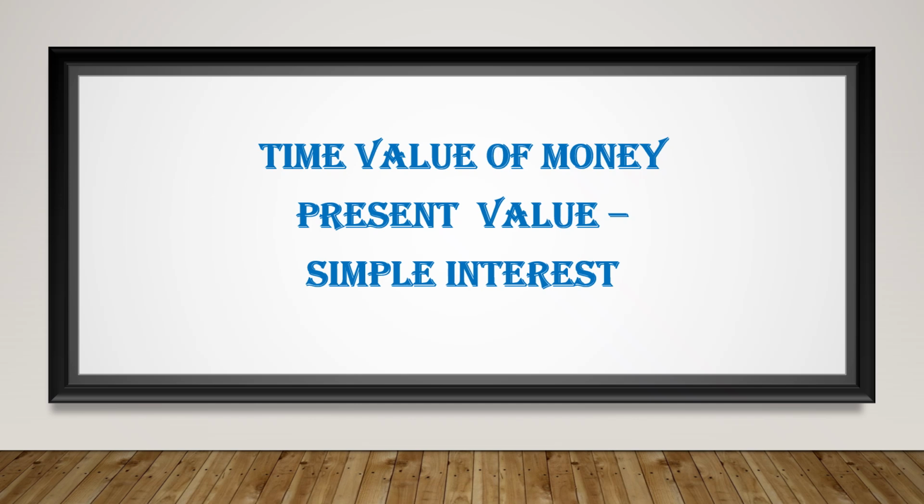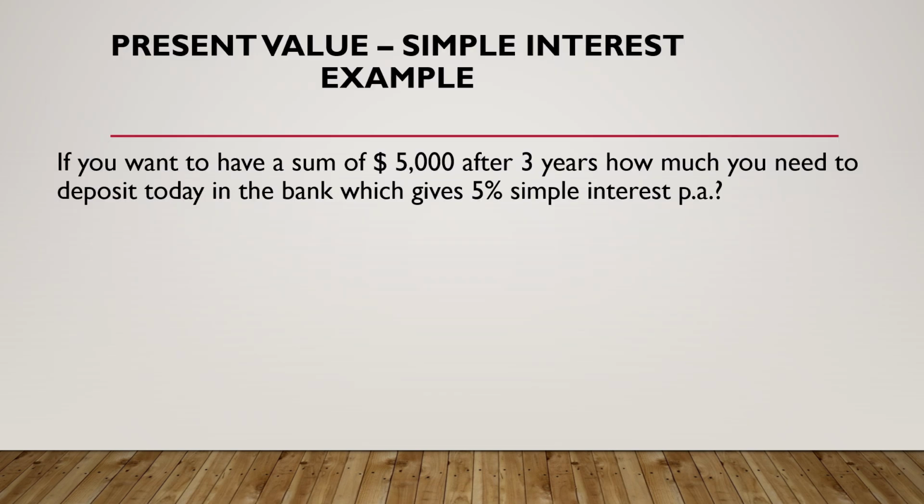So if I want to have $1,200 after 2 years, how much money should I invest today in order to get $1,200 after 2 years? So at what rate of interest will I be receiving it? That formula we will be using and calculating the present value of money. So let's start with the first simple example.